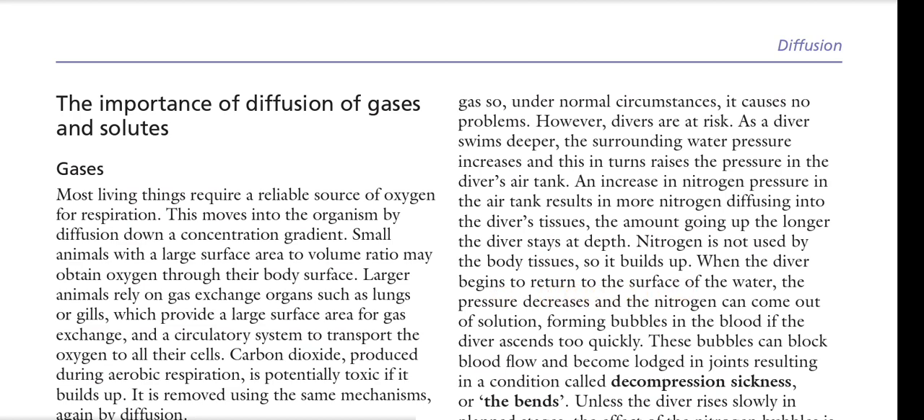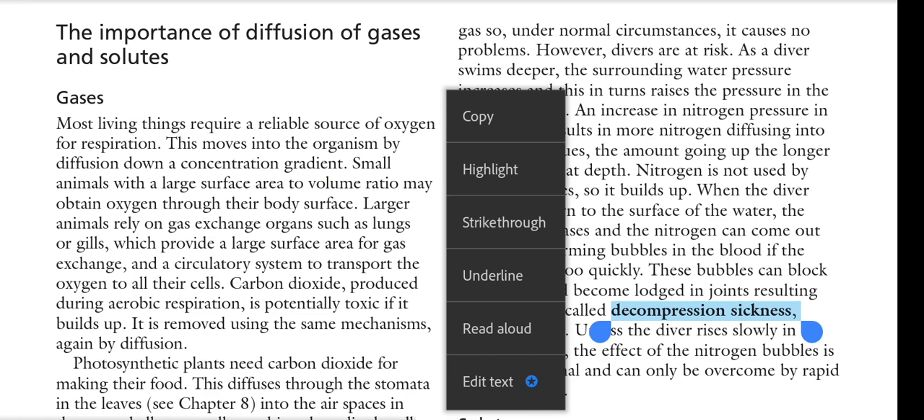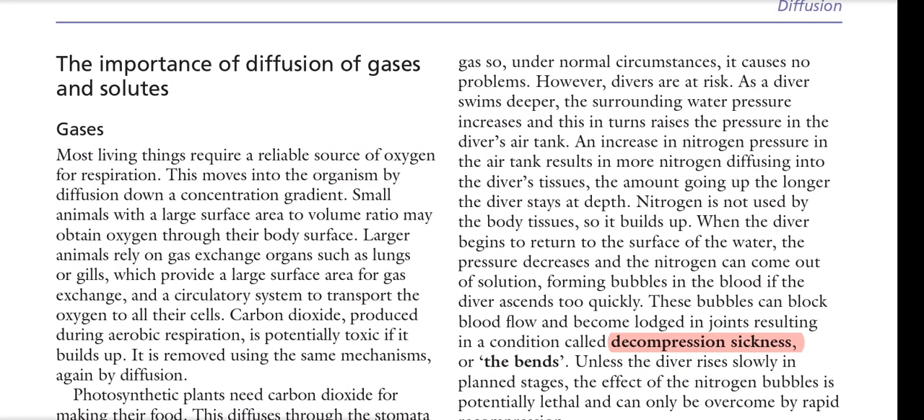When the diver begins to return to the surface, the pressure decreases and nitrogen can come out of solution, forming bubbles in the blood. If the diver ascends too quickly, these bubbles can block the blood flow and become lodged in the joints, resulting in a condition called decompression sickness. It is a very important term for the problem divers face: decompression sickness, or the bends. Unless the diver rises slowly in planned stages, the effect of nitrogen bubbles is potentially lethal and can only be overcome by rapid recompression. We put the patient into 100% oxygen so that the nitrogen can be removed out of the cells.